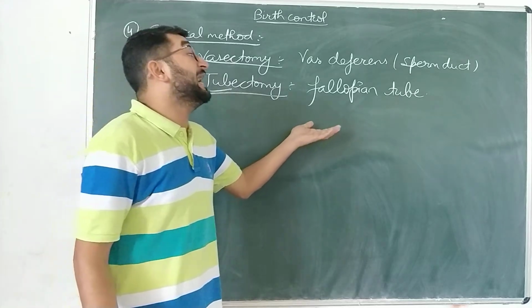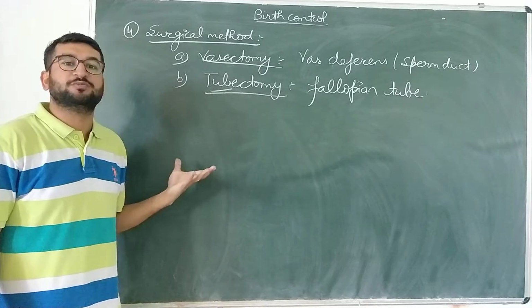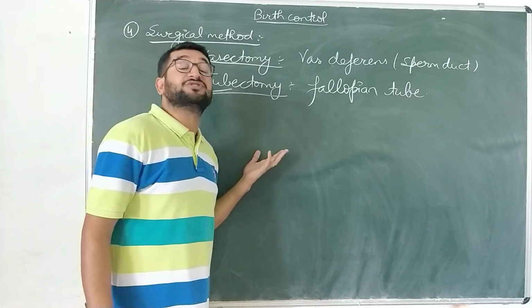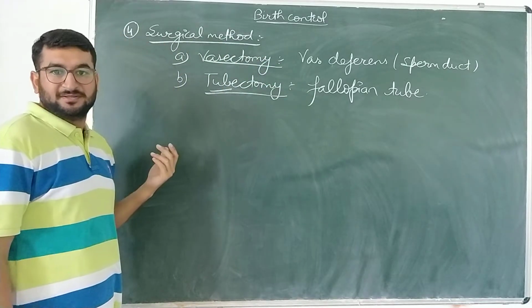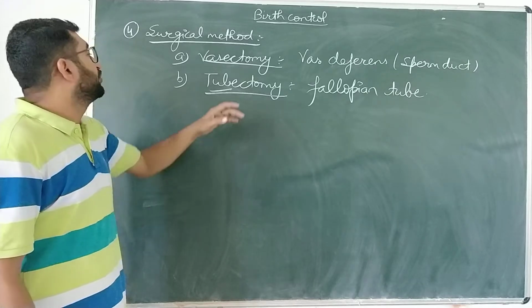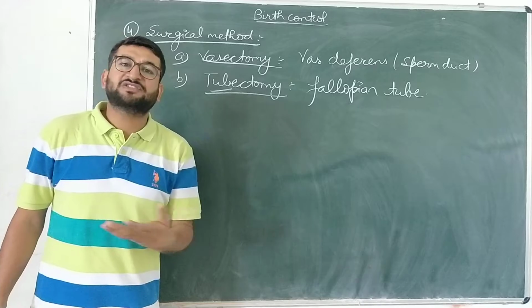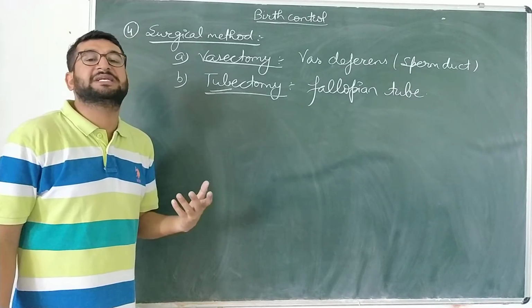This will prevent the entry of the ovum into the fallopian tube, into the ampulla part, and thus prevents fertilization. So this is the surgical method. The Government of India is doing this vasectomy and tubectomy in the rural areas as well as in the urban areas for free in the government hospitals, so that the population of our country can be controlled.